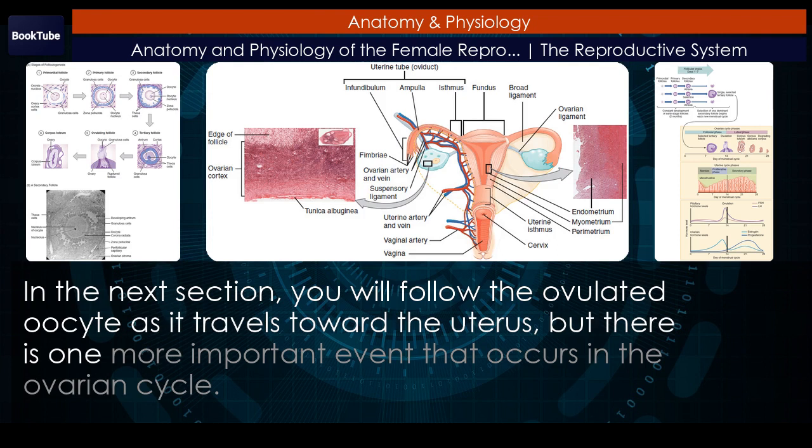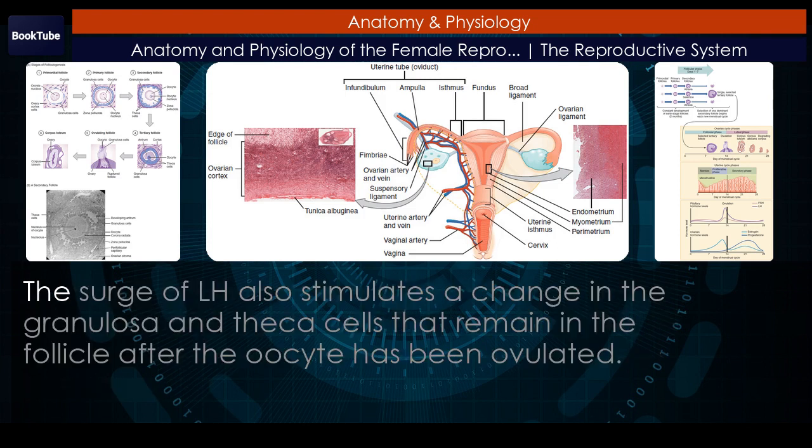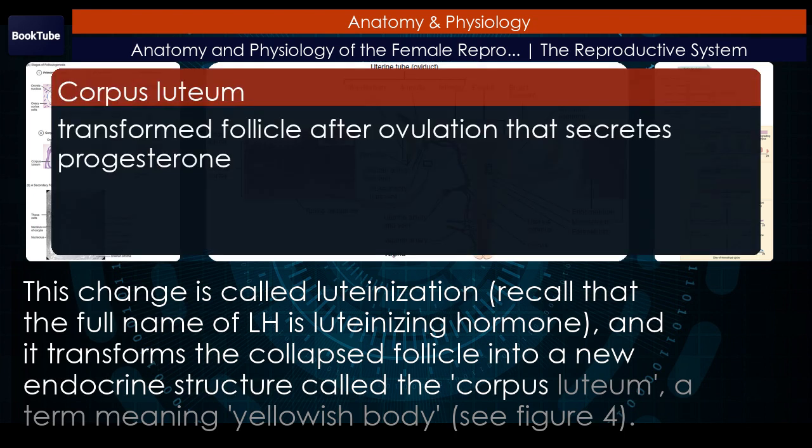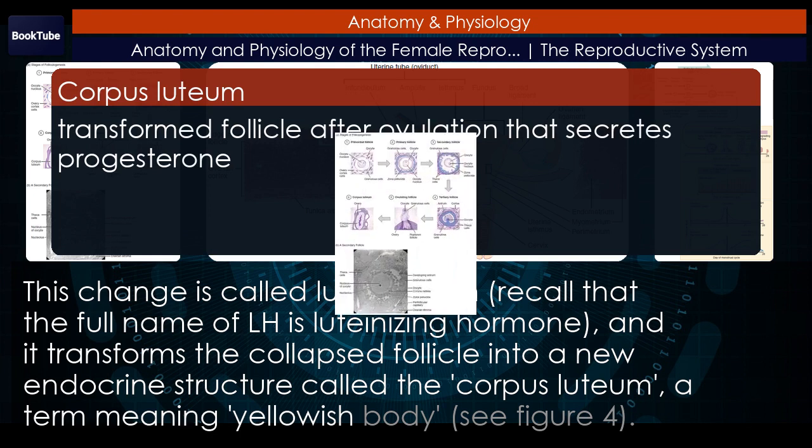But there is one more important event that occurs in the ovarian cycle. The surge of LH also stimulates a change in the granulosa and theca cells that remain in the follicle after the oocyte has been ovulated. This change is called luteinization. Recall that the full name of LH is luteinizing hormone, and it transforms the collapsed follicle into a new endocrine structure called the corpus luteum, a term meaning yellowish body.